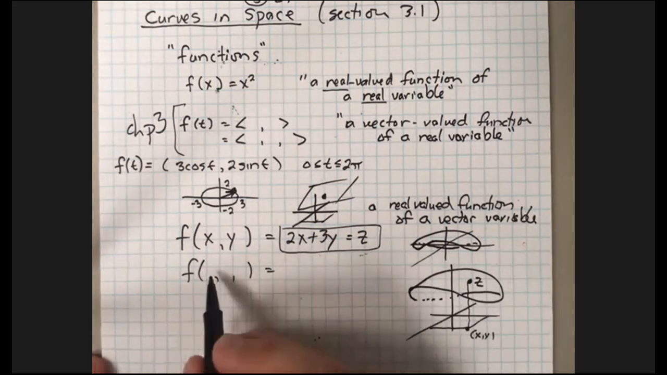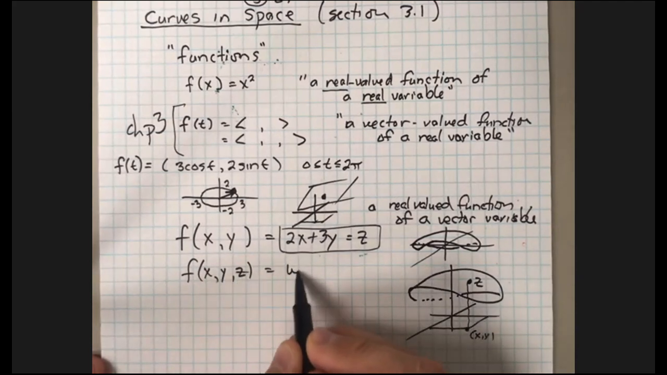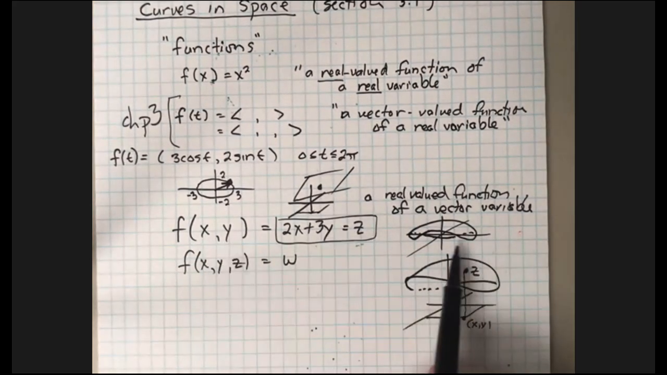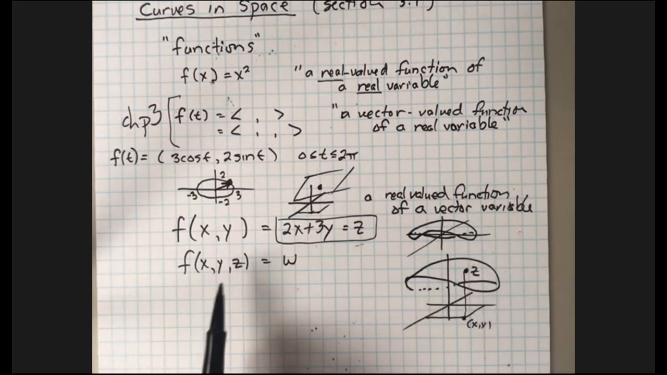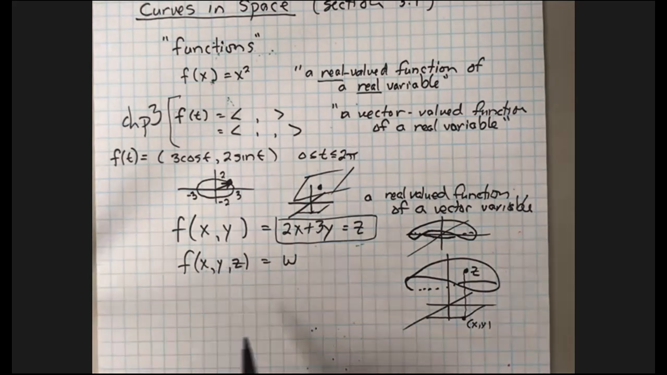But if I put in three variables, x, y, and z, and got out a fourth variable called w, well, now think about this. If I put in two and get out one, I need three dimensions to represent that. What happens if I put in three variables and get out a fourth? I need four dimensions to represent that in a literal sense. And I don't think I'm prepared to do that.